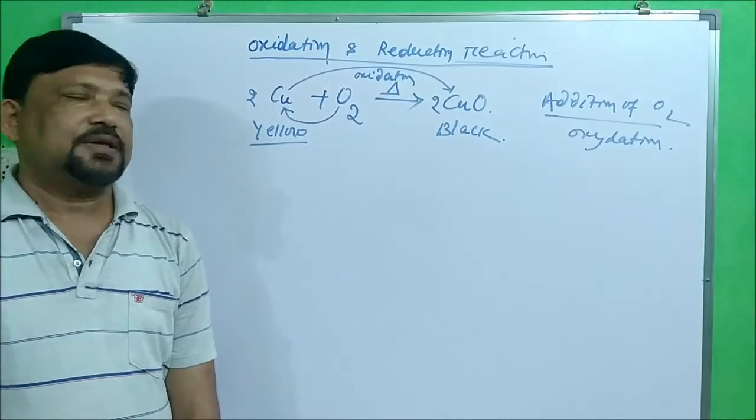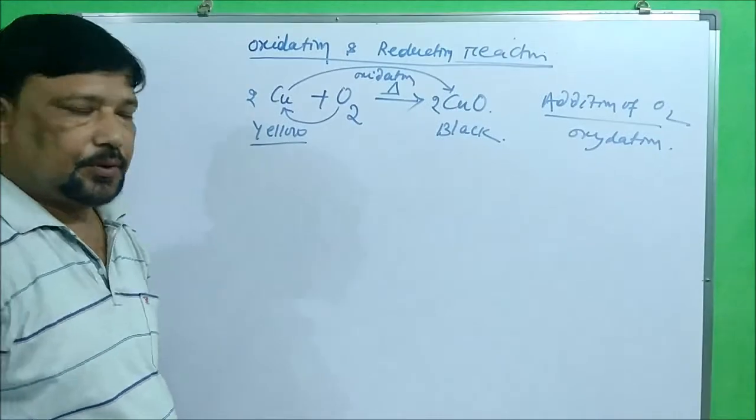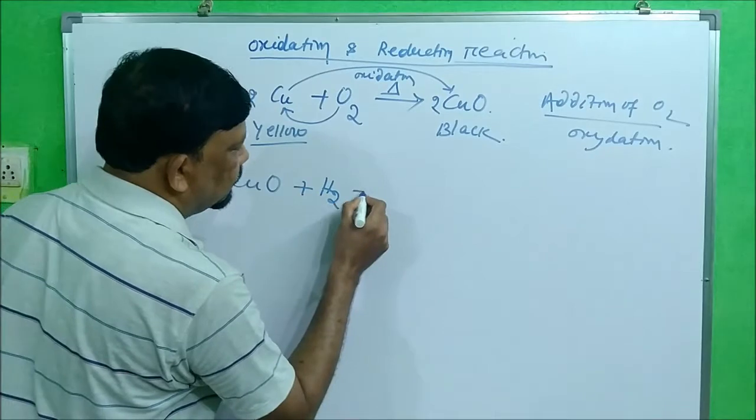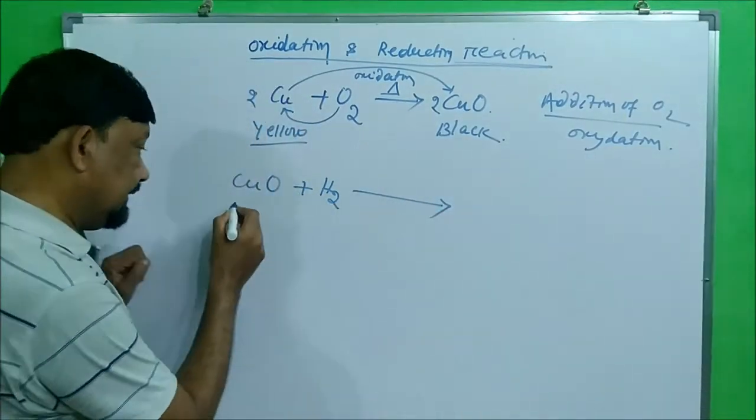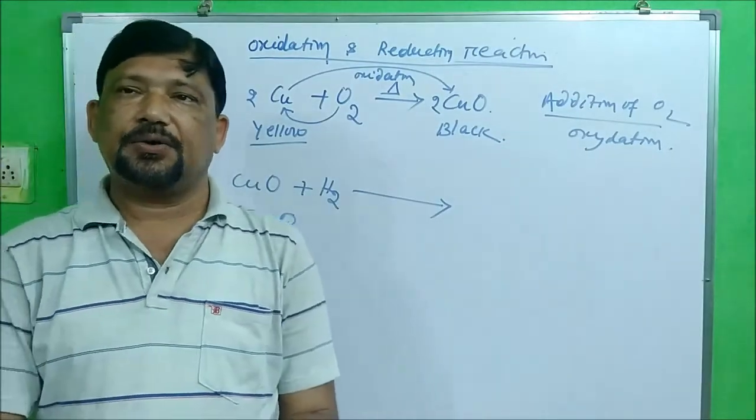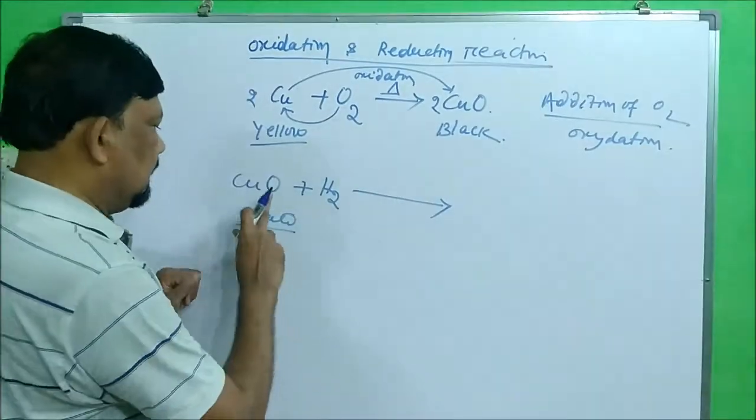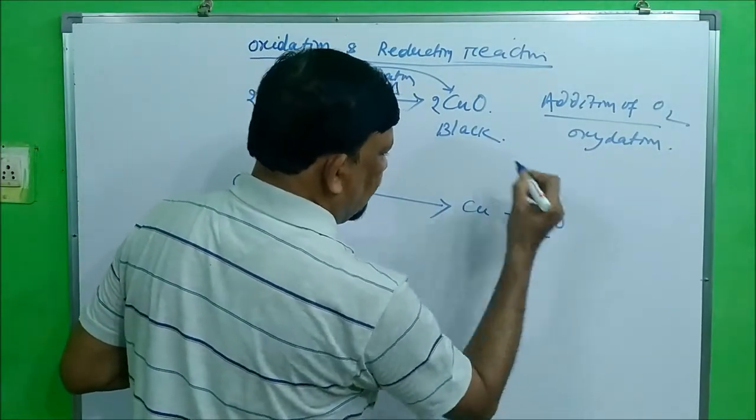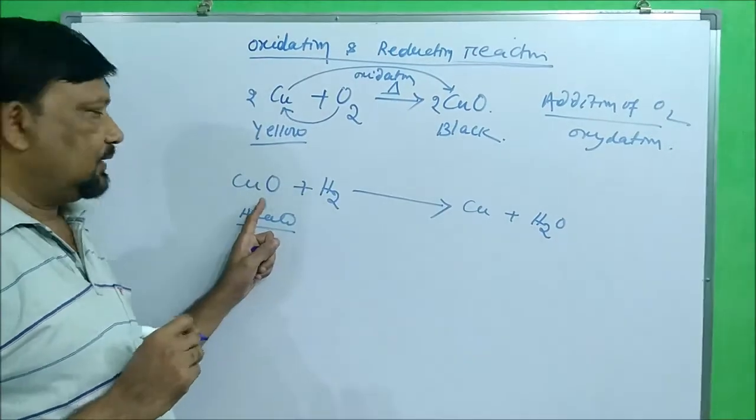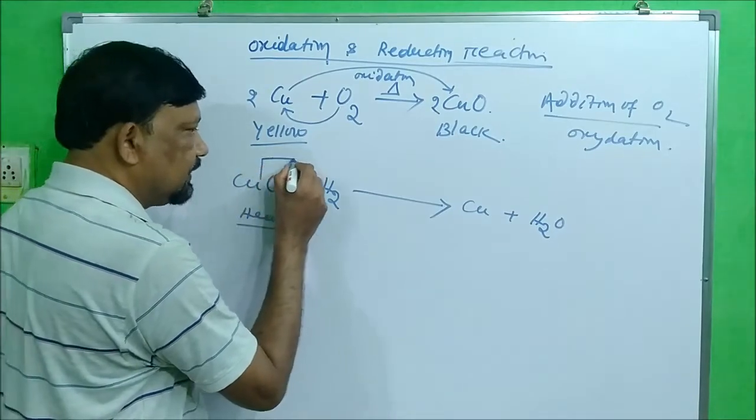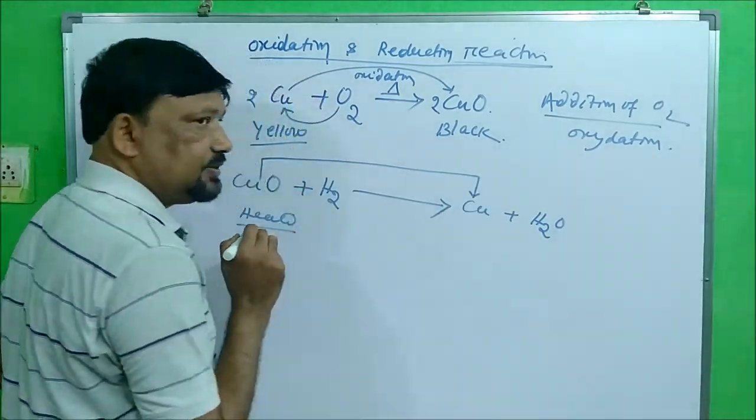Clear? Now you will do one thing. To this copper oxide, okay, heated copper oxide, you will pass hydrogen gas. What will happen? The copper oxide again changes to copper plus water. See what happens here? Once hydrogen gas passes over this copper oxide, it loses oxygen and changes to copper.